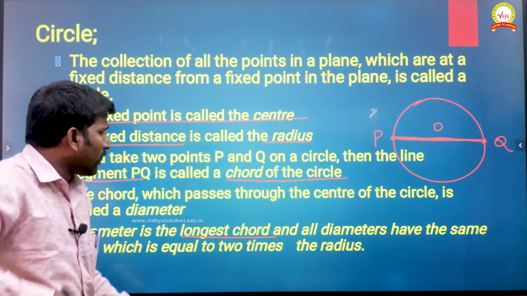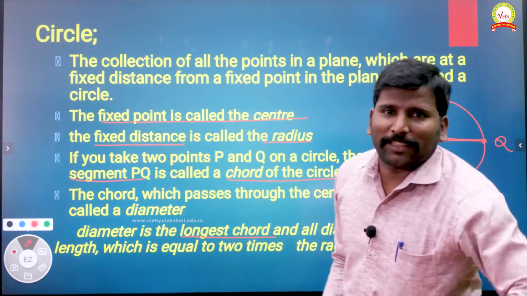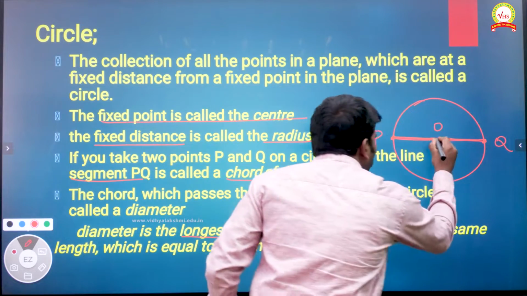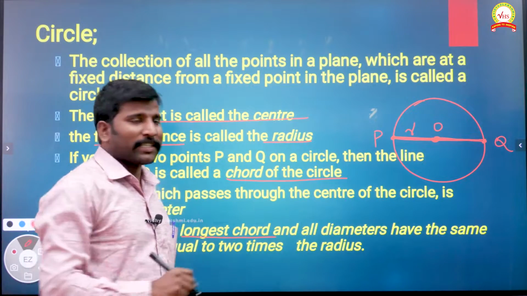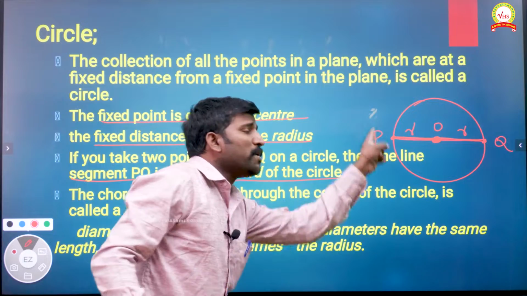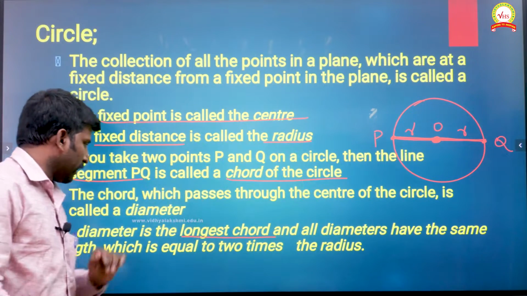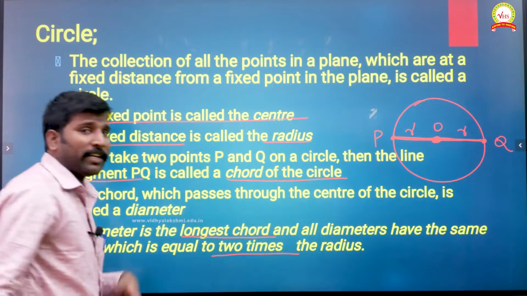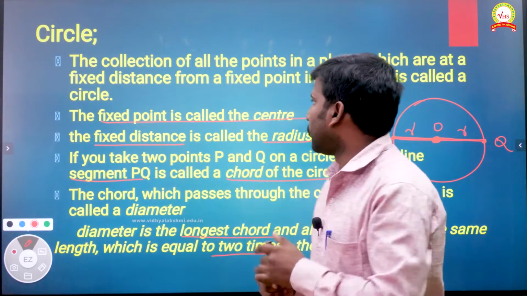Diameter is the longest chord and all diameters have same length. What is that? See, from the center point on the circle is a radius. Listen children, like that from the center point on the circle, radius. Then how many radius we have? 1, 2 இருக்குல்ல, அப்போ all the diameter is equal to 2 times of the radius. இவ்வளவுதானே ராஜா? ஓகேவா? சர்க்கிள் அப்படின்னா ஃபர்ஸ்ட் நம்ம பார்த்தது என்னமா?